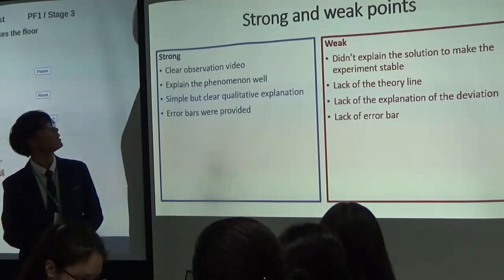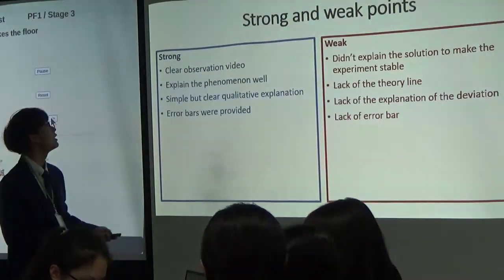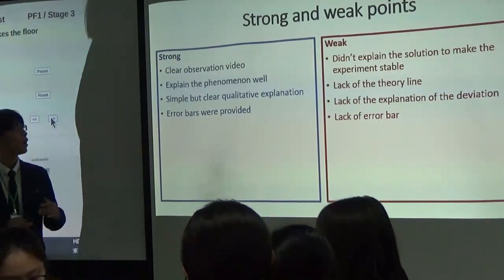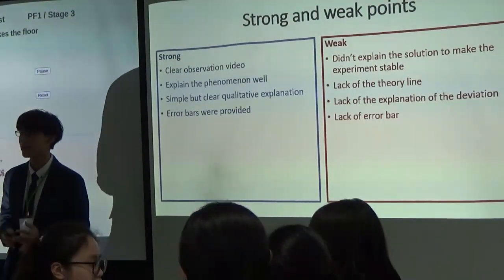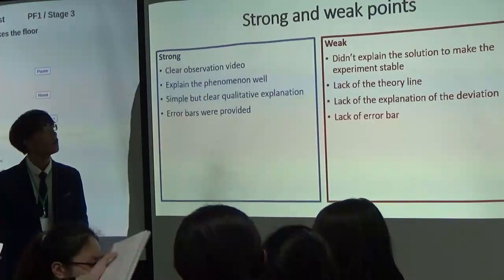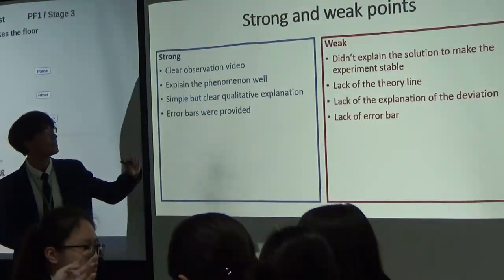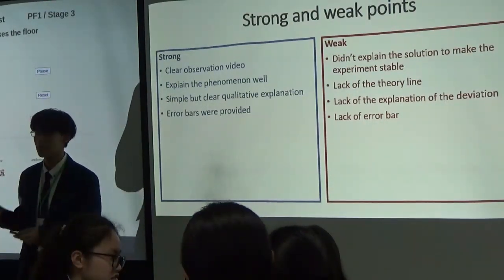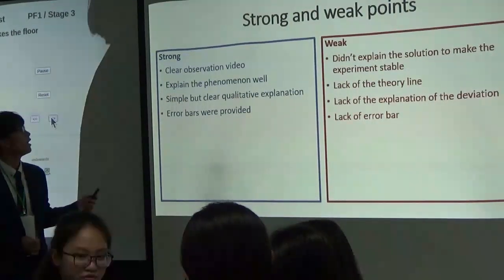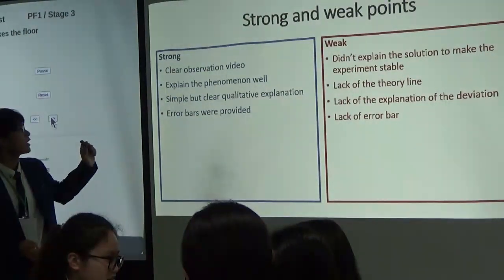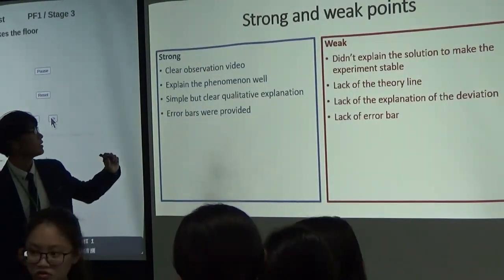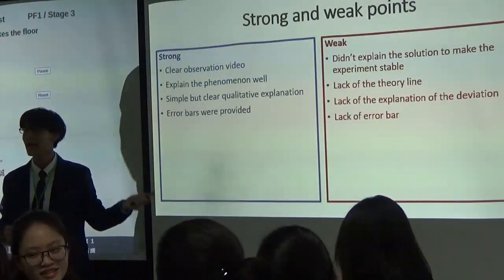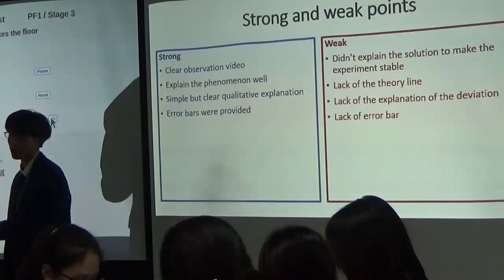Okay, so here are the strong and weak points for the reporter. He provided a very clear observation video, and he also explained the magnetic chaotic phenomenon well. However, he had a lack of fairy line, and a lack of explanation of the possible deviations. And he had a simple but clear qualitative explanation, and we would like to ignore this part. He had a lack of error bars in his report.